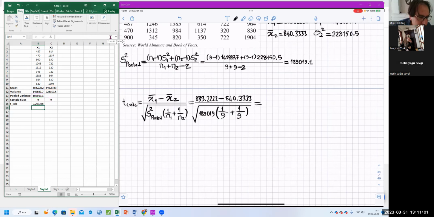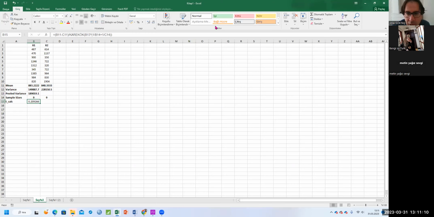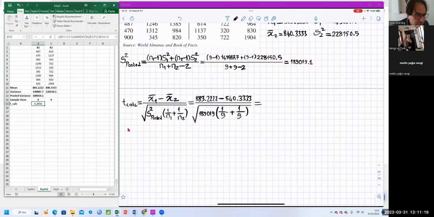That's fine. I can diminish the decimal places. It's too much here. I like to have only 4 digits. Okay, only 4 digits. So the calculated statistic, you can easily write the result, which is 0.2093.